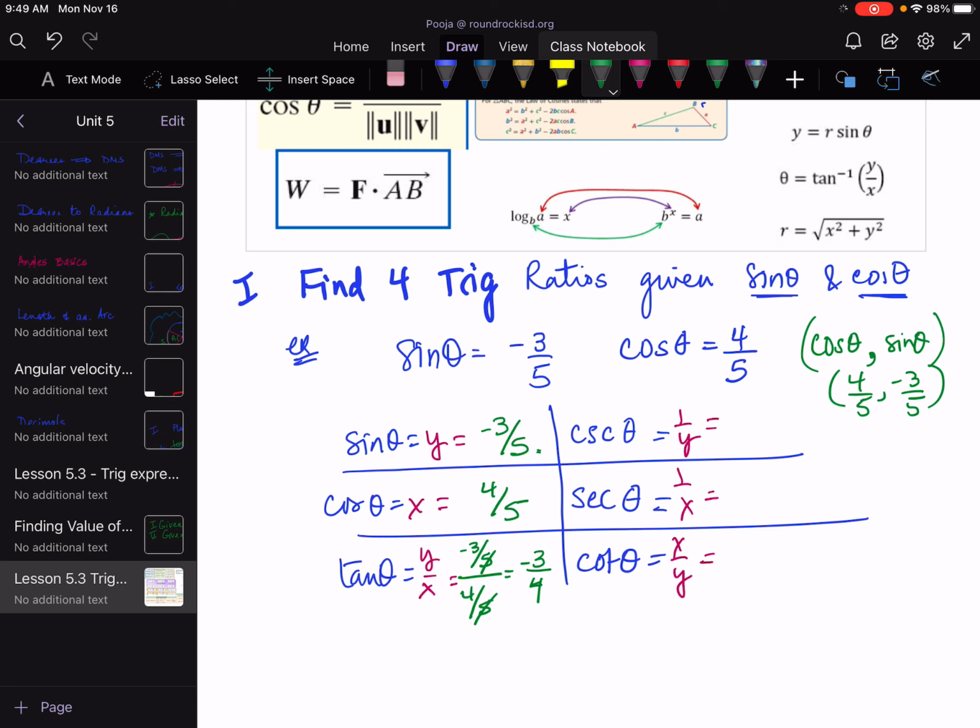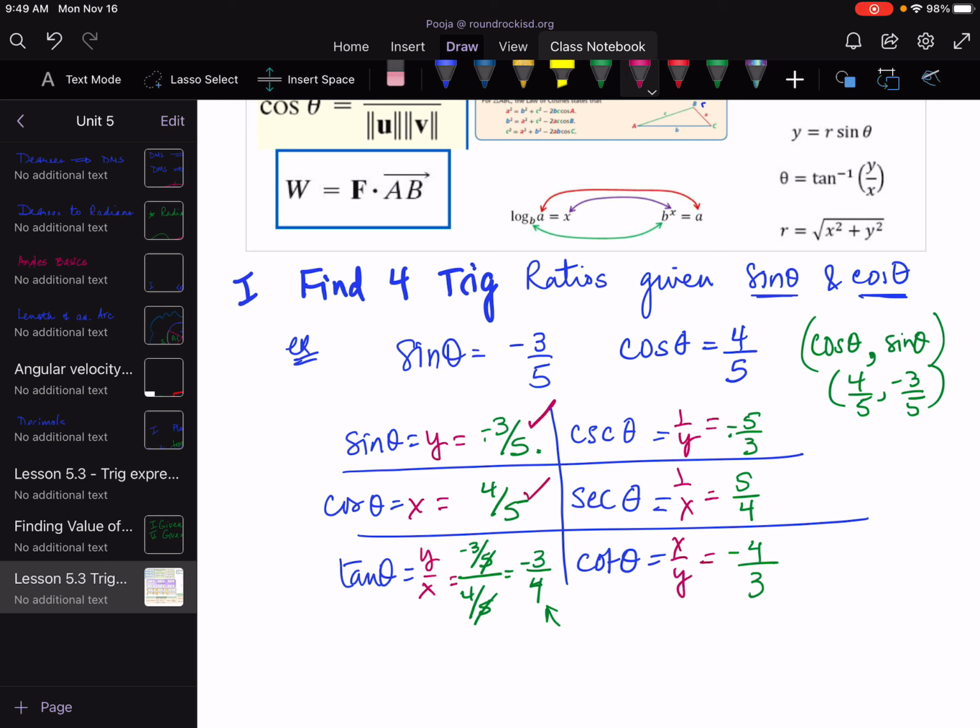Cosecant is inverse of sine. Since I already have sine, I just have to conveniently find the reciprocal of that. This one had a negative, so keep that negative in the answer as well. This is 1 over x, so if I flip over cosine, I get secant, and cotangent is x over y. Since I already have tangent, I'm going to flip it over, and I have my other 4 as well.